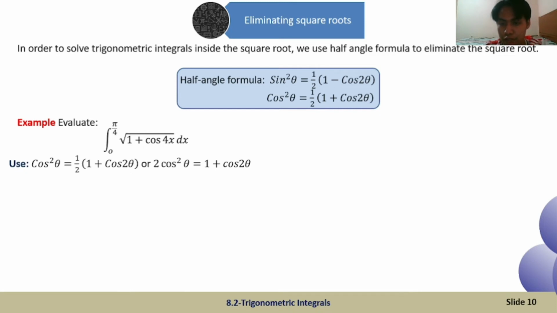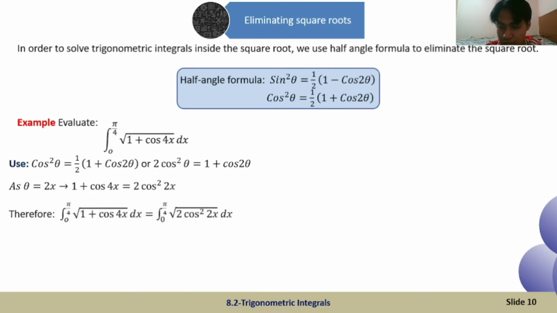Using the half angle formula, we'll be able to manipulate the old integral into the new form, and as theta equals 2x, we will use the half angle formula to change it to 2 cosine squared 2x. Therefore, we can transform our old function into the new one, which is the integral from 0 to pi over 4 of the square root of 2 cosine squared 2x dx. And by then, we can eliminate the square root from cosine 2x and just do basic integration. You will get your answer, which is square root of 2 over 2.